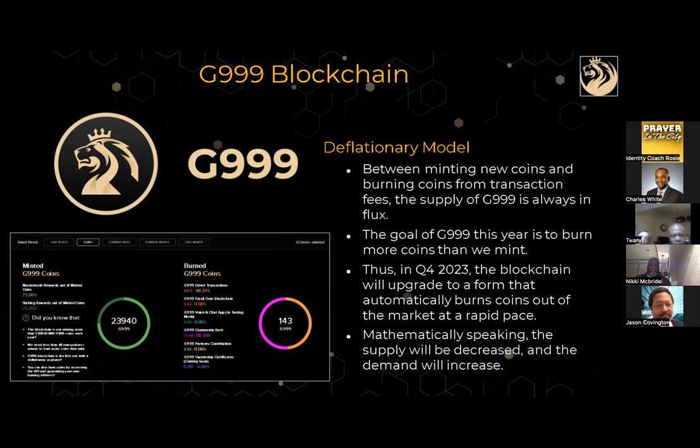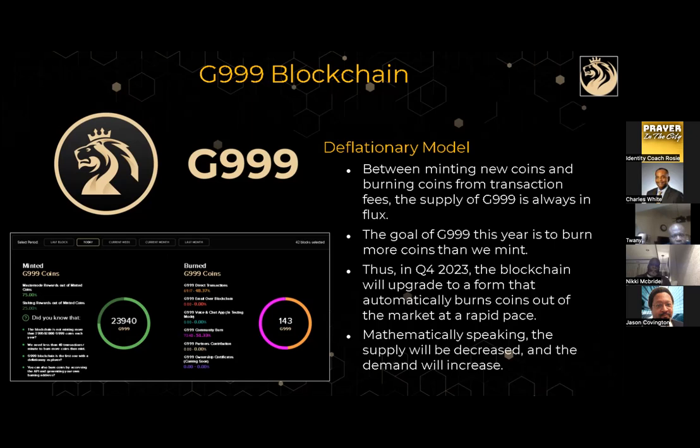Thus, in the fourth quarter of this year, the blockchain will upgrade to a form that automatically burns coins out of the market at a rapid pace. This is when it turns into a smart contract. I'm not going to go into what a smart contract is right now, but believe you me, any transaction done by us, any trades done by BD Swiss or SkyGround using our coins, and other things like that, all over our ecosystem, every single one of them will burn G999 out of the marketplace. This mathematically will decrease the supply in the market and increase the demand.